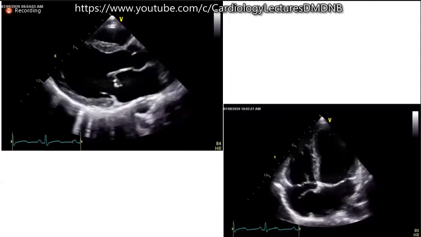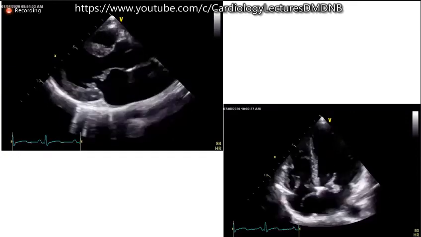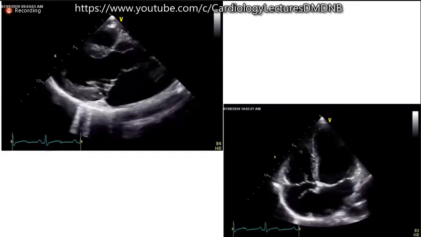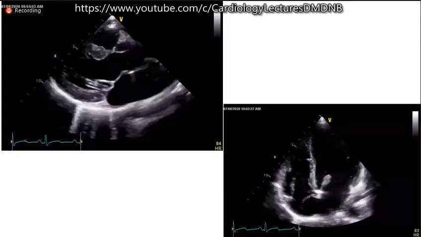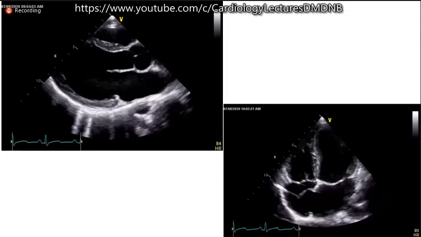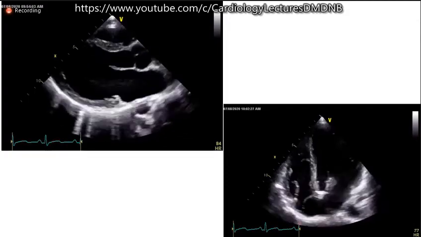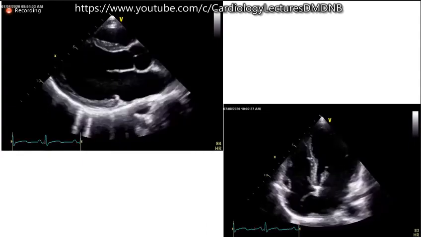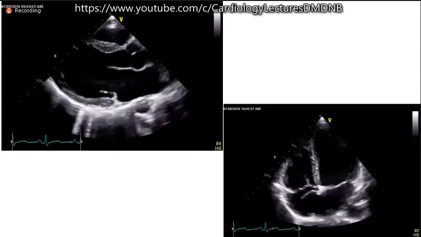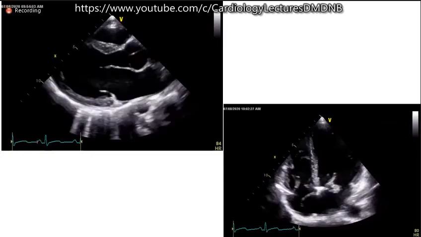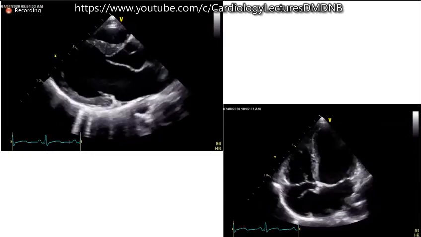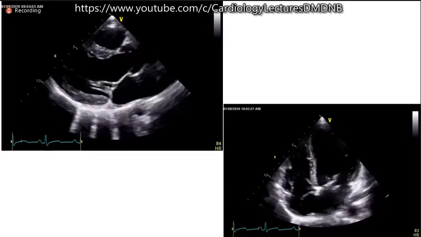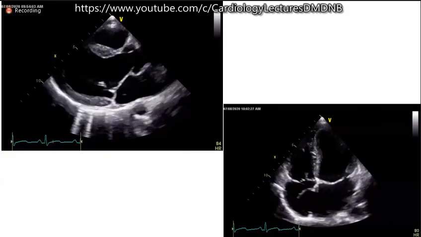Vegetations are structures which are attached mostly to the valve, or maybe at the regions where there is a defect like VSD. They are attached onto the upstream side of the valve. For example, in a patient with mitral regurgitation, it is seen on the left atrial side of the valve. In a patient with aortic regurgitation, it is seen on the LV side of the aortic valve.